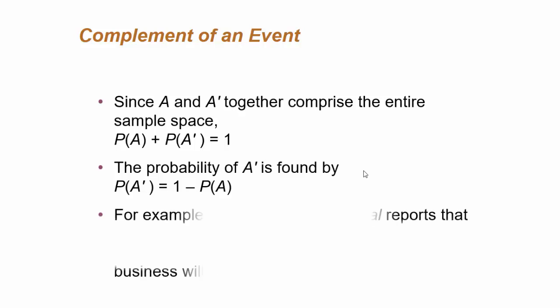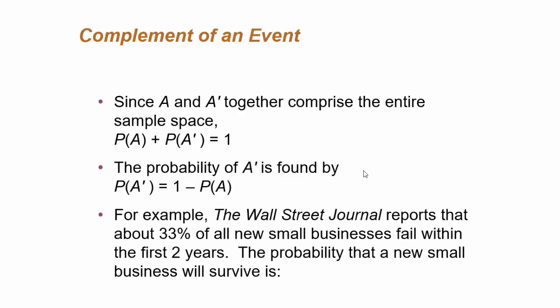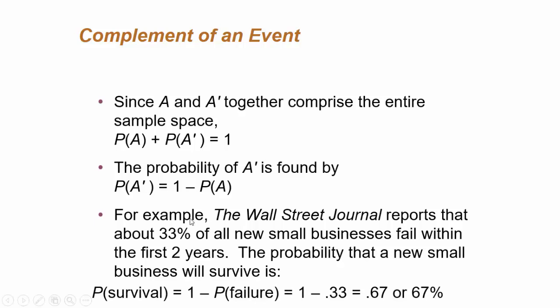A simple example to understand. The Wall Street Journal reports that about 33% of all small businesses fail within the first 2 years. What's the probability that a new business will survive? Survival and failure are complements. So the probability of survival is 1 minus the probability of failure. The probability of failure is given here as 33%. So 1 minus 0.33 is 0.67, which is the chance of survival of the business in the first 2 years.